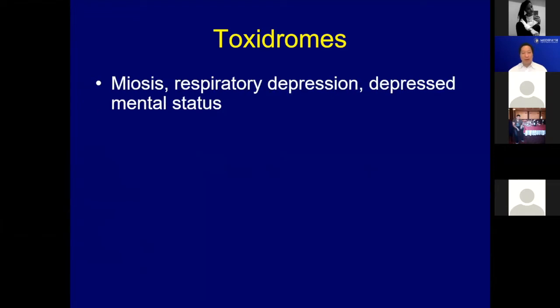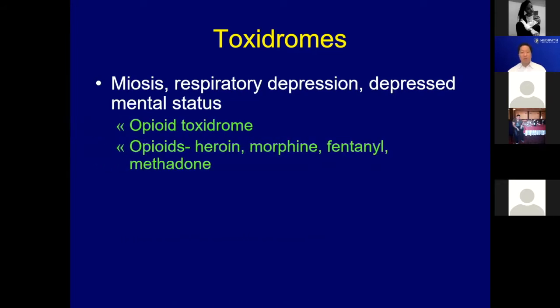So next slide. Oh, I probably put this out of order, but this is miosis, respiratory depression, depressed mental status. Okay, what else? This one everyone gets. Okay, what else could this be, potentially? It could be sedative as well, but respiratory depression probably gives it away. So next, please. This is an opioid toxidrome. The opioids are heroin, morphine, fentanyl, methadone.